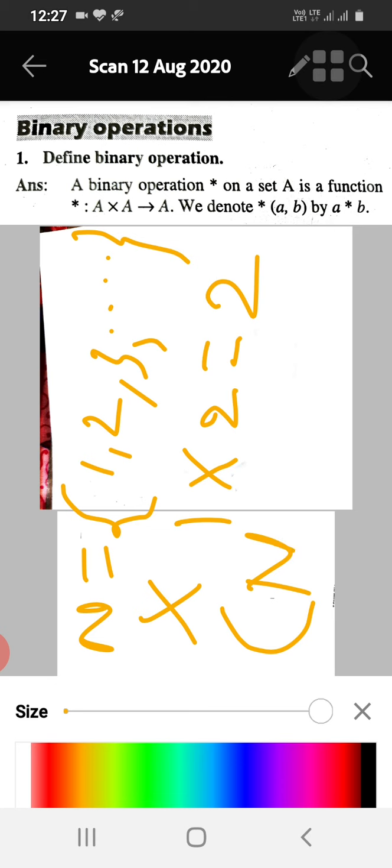So natural numbers, and I have taken the sign as multiplication. So N comma multiplication, it is closed. That means here, multiplication of any two natural numbers, I will be getting a natural number only. Therefore, multiplication is binary on the set of natural numbers.